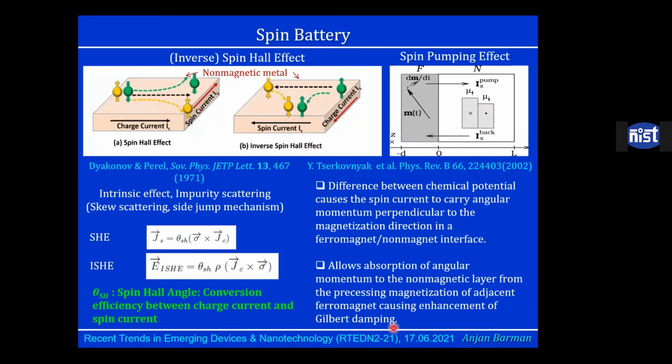When you need a pure spin current, you need a battery to produce it. There are many effects to produce those. Here I have described two of them. One is called the spin Hall effect, another is the spin pumping effect.